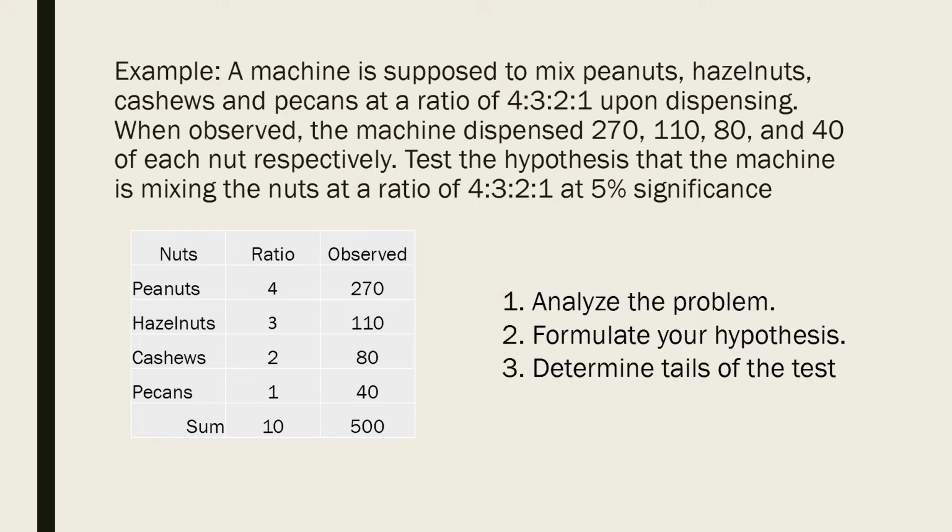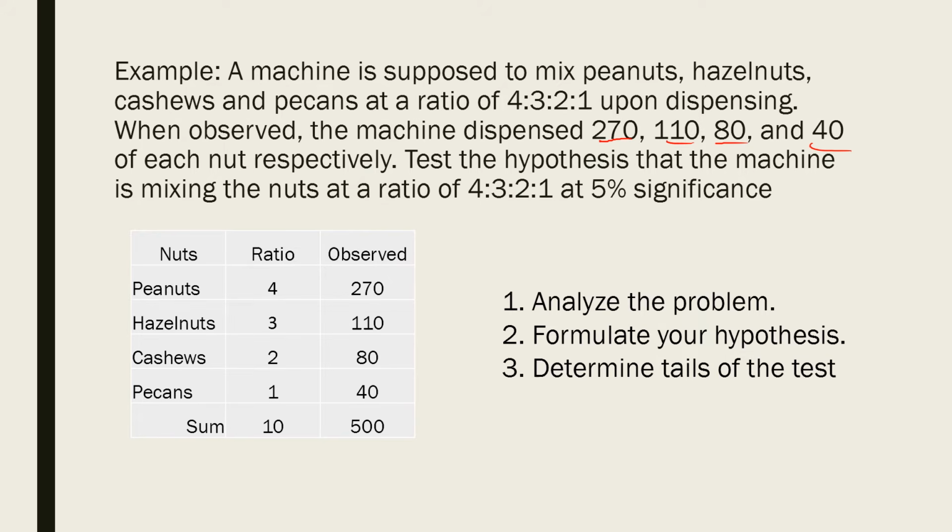So a machine is supposed to mix peanuts, hazelnuts, cashews, and pecans at a ratio of 4, 3, 2, and 1. This is upon dispensing. However, when observed, the machine dispensed 270, 110, 80, and 40 of each nut respectively. Now, test the hypothesis that the machine is mixing nuts at a ratio of 4, 3, 2, 1 at 5% significance. Okay, so of course we have to analyze the problem first.